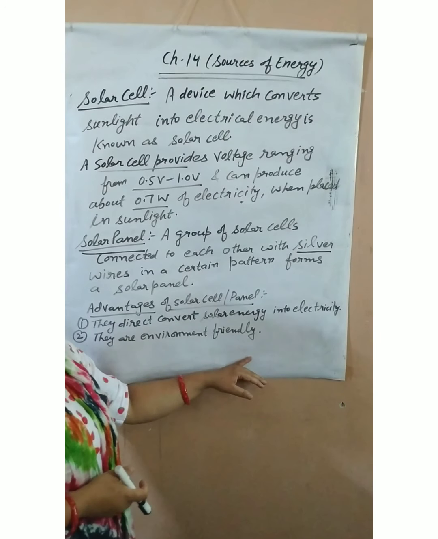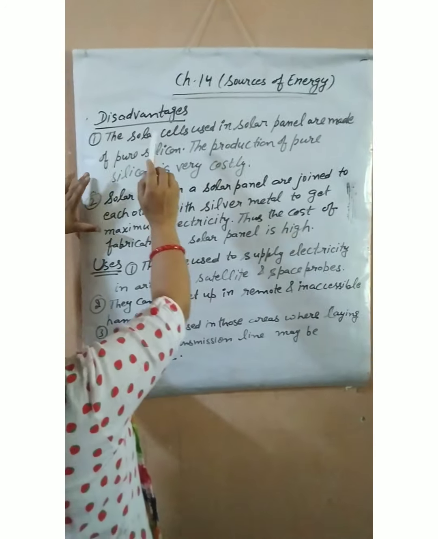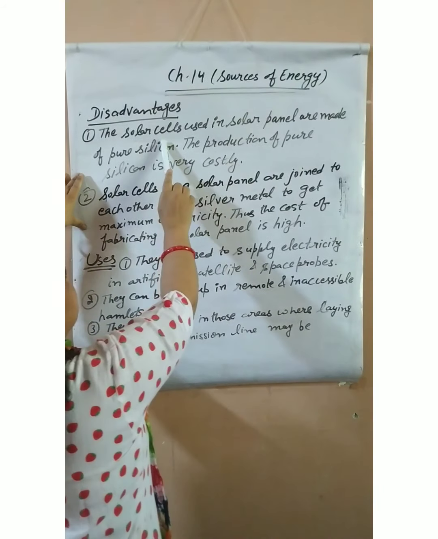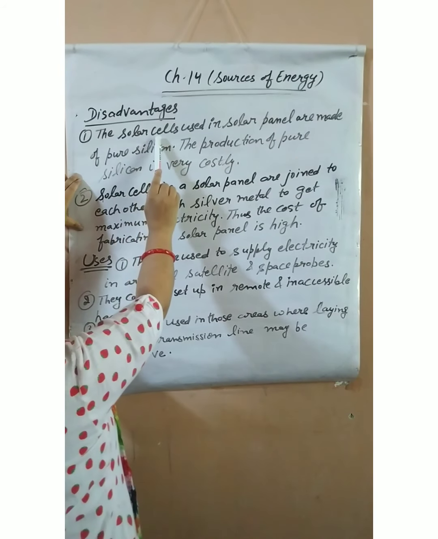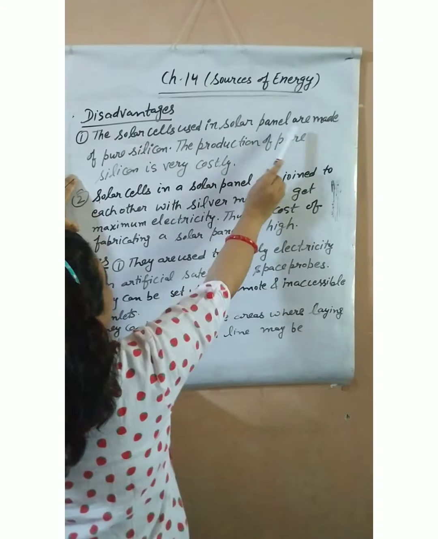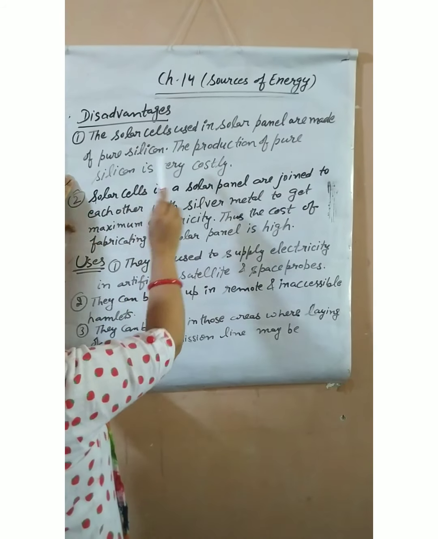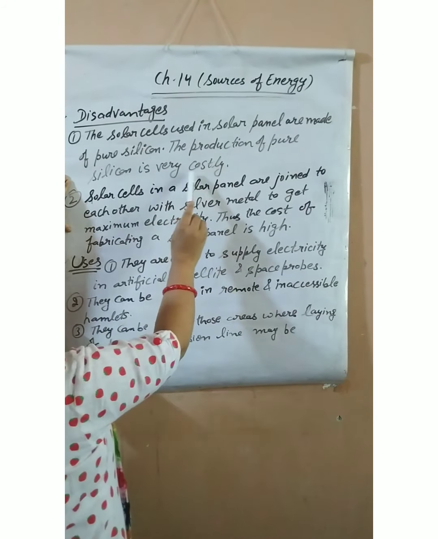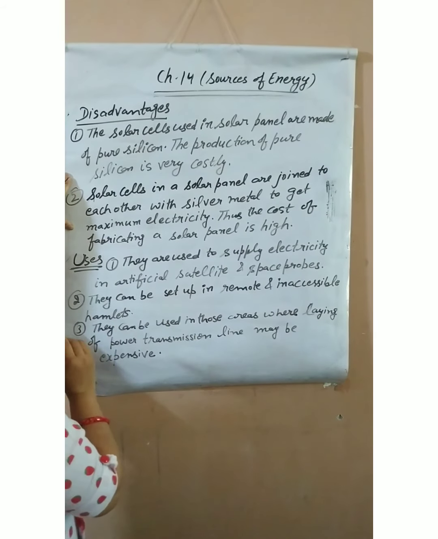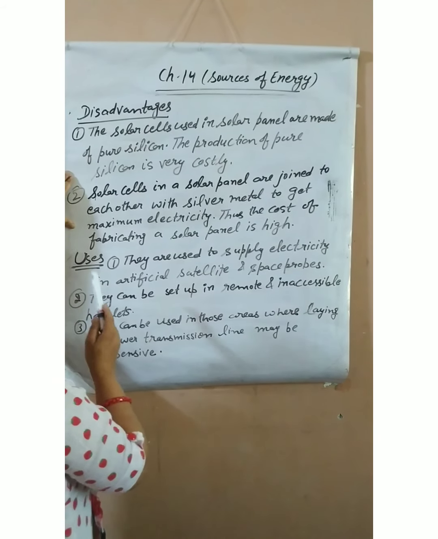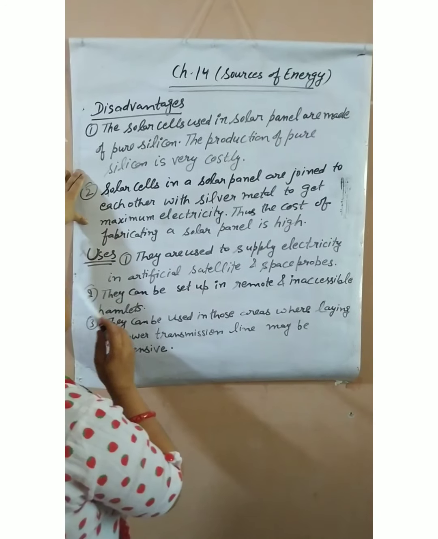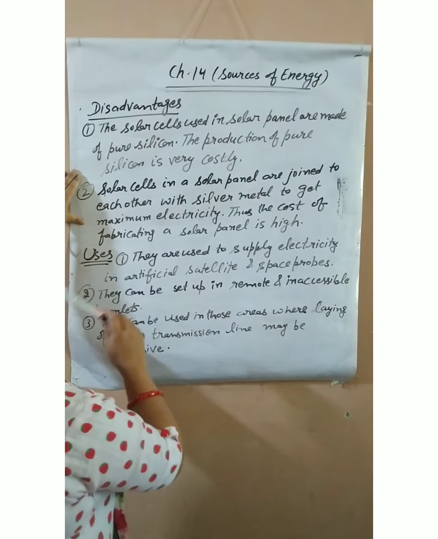Let's see now what the disadvantages are. First disadvantage of solar cells or panels: the solar cells used in a solar panel are made of pure silicon. The production of pure silicon is very costly. To make a solar cell we need silicon, and that silicon in pure form is not present, and to make it pure is a costly process.